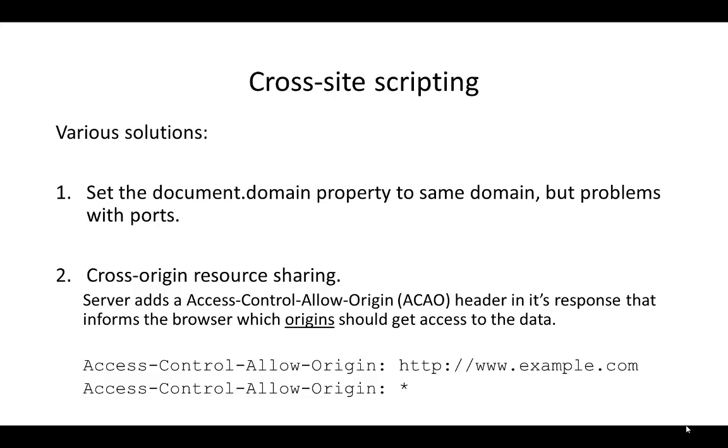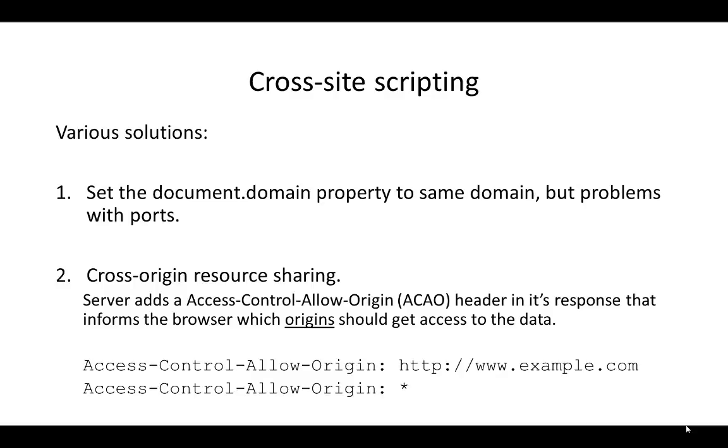So how do we get round this problem? Because clearly we want data from other machines. We want to be able to give data to other people on other domains, and we want data from other domains. So I think there's 5 different solutions here.